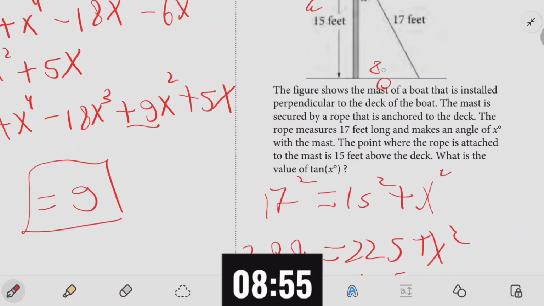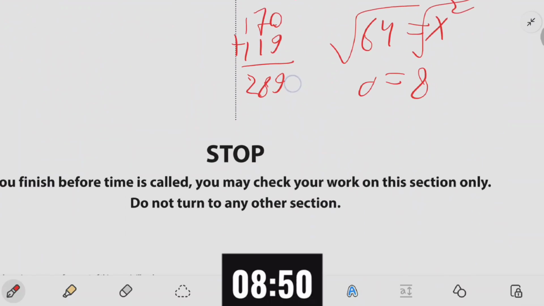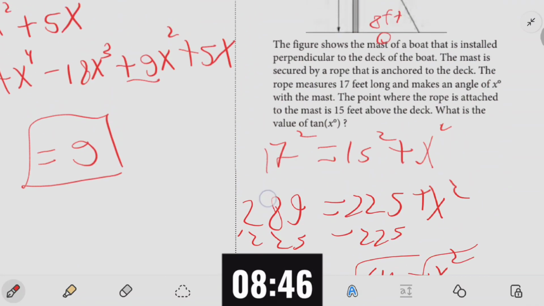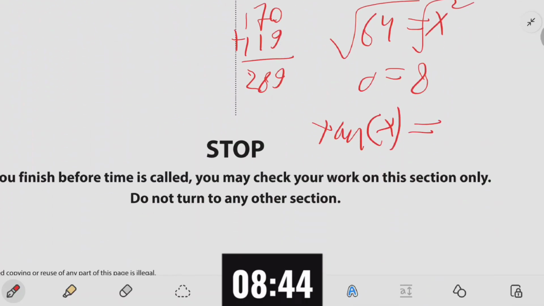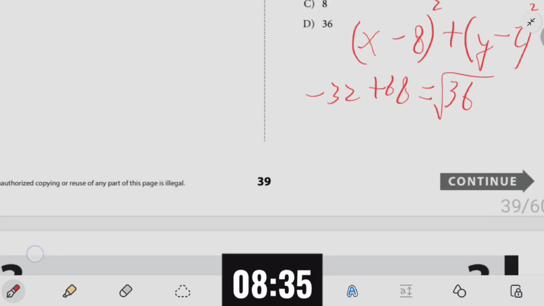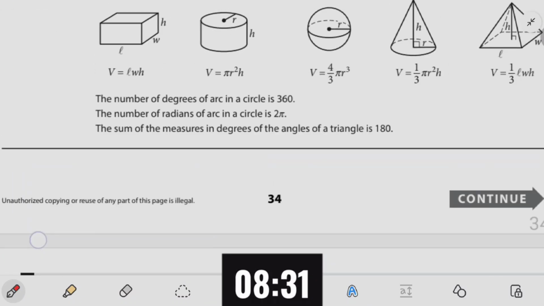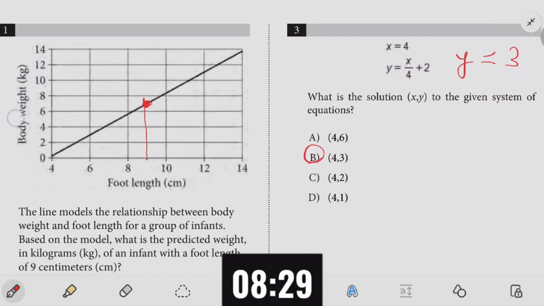A negative value would not make sense in this context. And so the tangent is opposite over adjacent. So tan of x is equal to opposite over adjacent, which is 8 over 15. Yeah, I think we've finished. We have 8 minutes left, which is surprising. We could go back and check our answers. I'm going to check my answers once, and then I'm going to end it earlier, this section, I think.